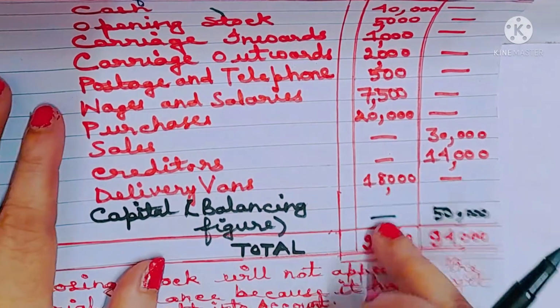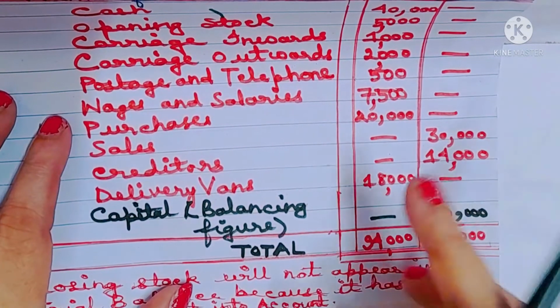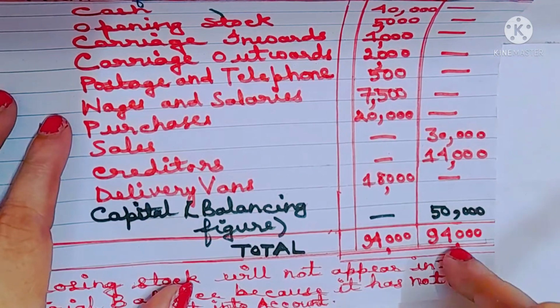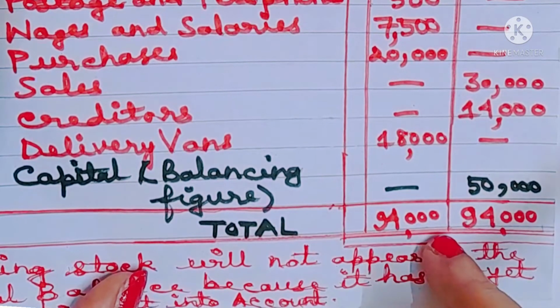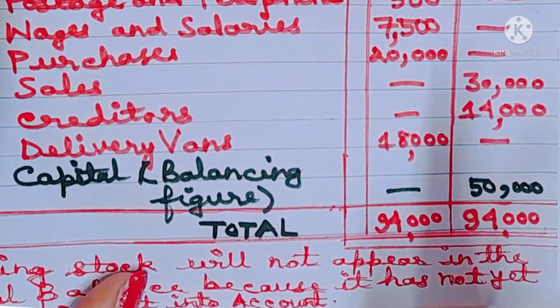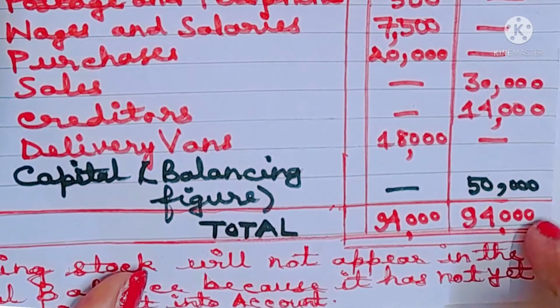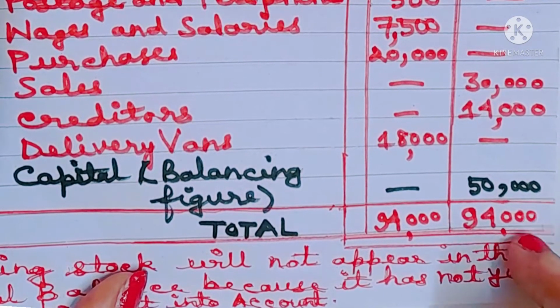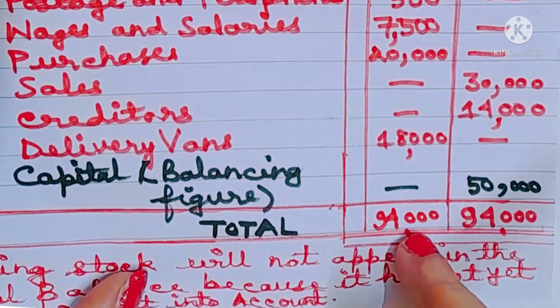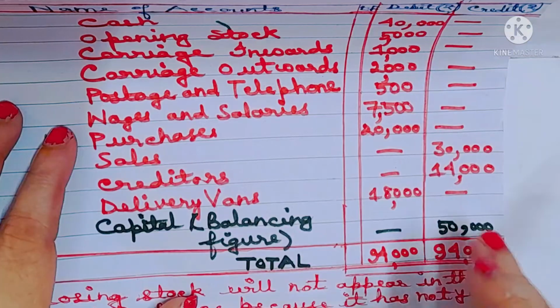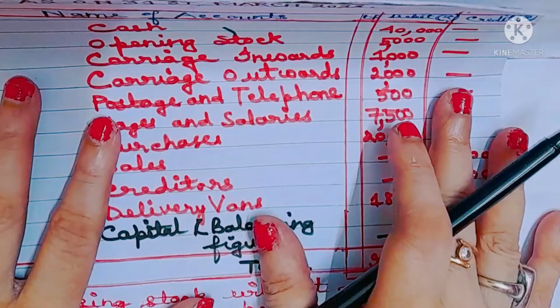Understood? Now see, the total of debit column is equal to the total of credit column after writing capital. See, the total of debit column is now 94,000. See, the total of credit column is also now 94,000. Okay. So, the trial balance did tally because the total of debit column is equal to the total of credit column. I hope you understood.